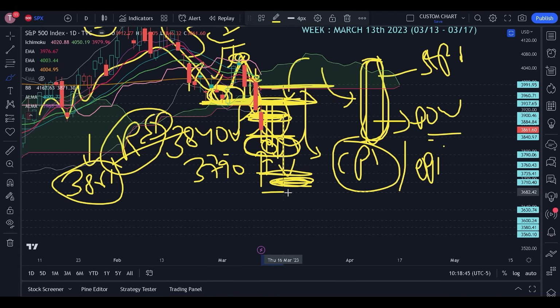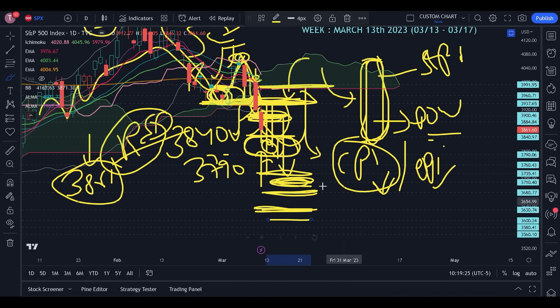Thereafter comes 3680, which is again a good support. See guys, it all depends on the CPI data and the PPI data. More than the PPI, it depends on the CPI data. If there comes heavy selling or very heavy selling, then there comes the next support at 3630. 3630 is a zone that historically and technically has given very good support, and this time also it can give this much support. Then we have 3600, 3580 and 3560.